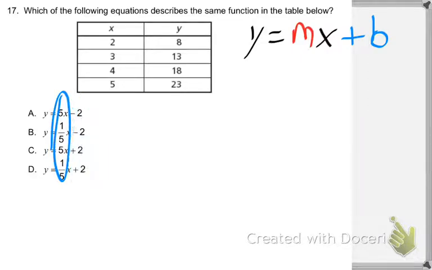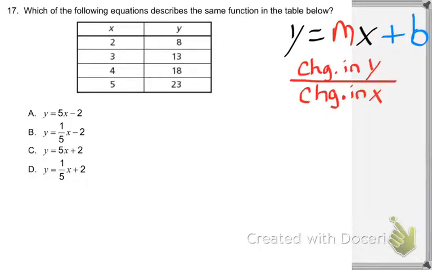Notice the y-intercept is either -2 or +2. That's what they've narrowed it down to for us. The slope is either 5 or 1 over 5. That's what they narrowed it down for us. So let's start by finding one of those. And the easiest one for us to find in the beginning is the slope. So let's find the slope first.